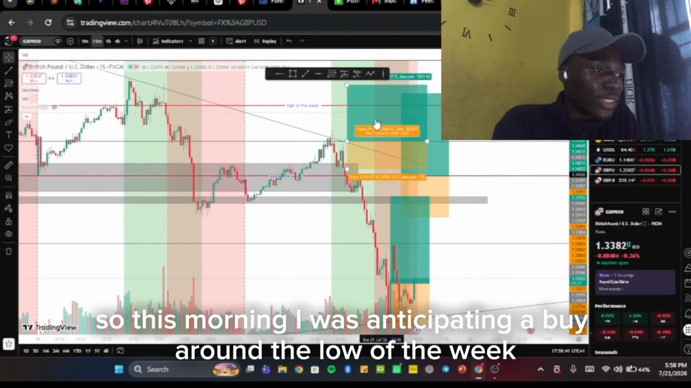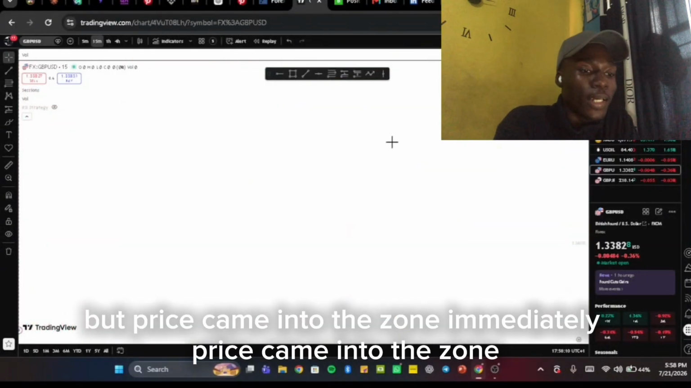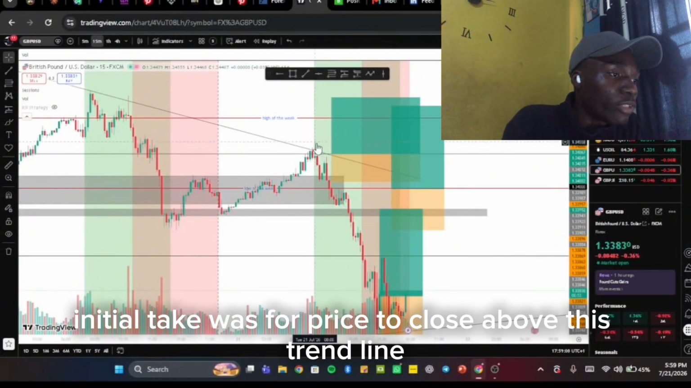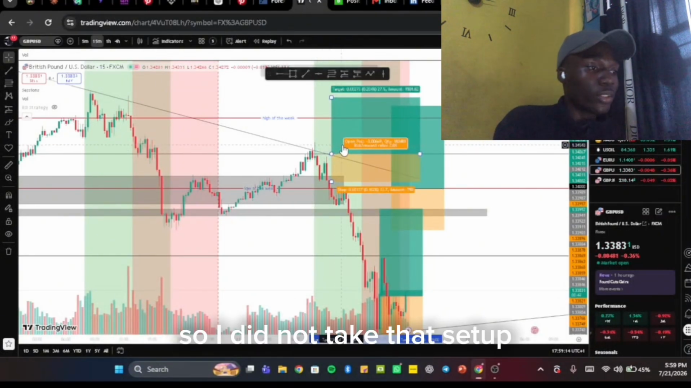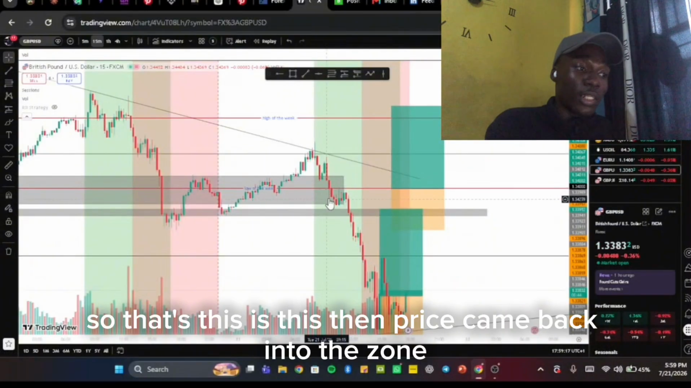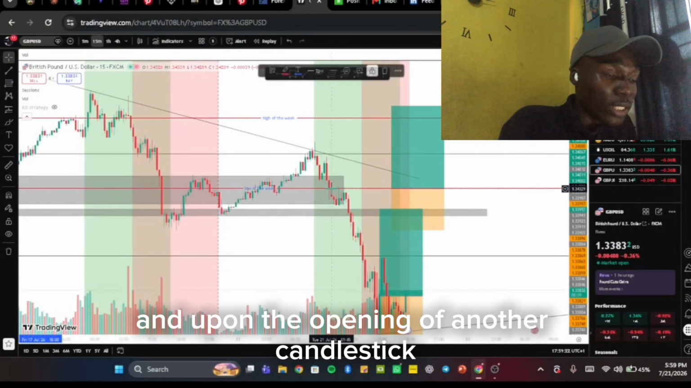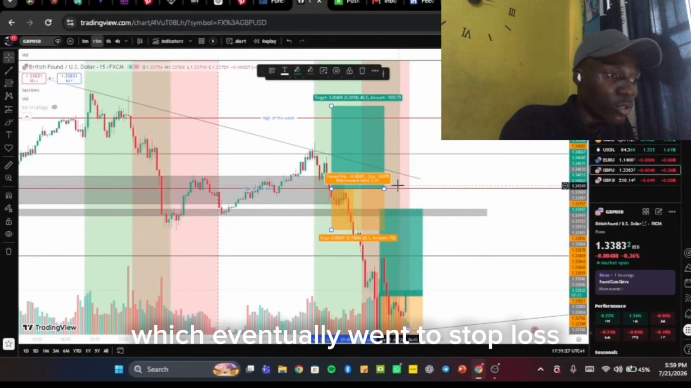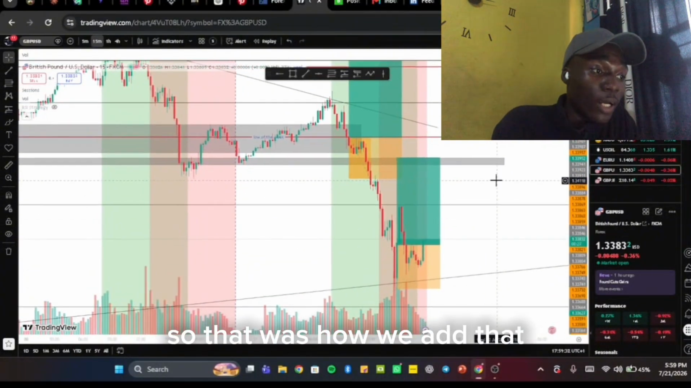So this morning, I was anticipating a buy around the low of the week, and price came into the zone immediately. My initial take was for price to close above this trend line, then I go in for a buy, but price did not close above it, so I did not take that setup. Then price came back into the zone upon seeing this weak rejection around this region, and upon the opening of another candlestick, this candlestick, I took this position, which eventually went to stop loss. It went straight to my stop loss, broke this level, so that was how we had that.